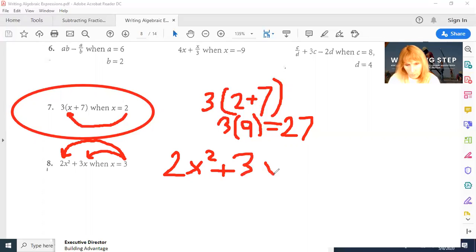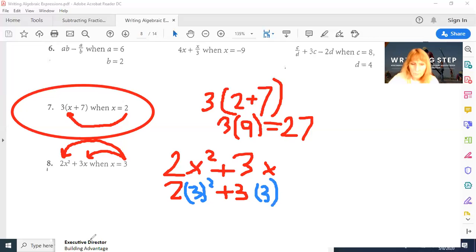3x. And then we're going to plug in the 3 for x. So we're going to end up with 2, and I'll use different colors so we can see what we're doing. We're plugging in 3 for x, and that's really 3 squared, plus 3 times, what is x? X is 3. So let's plug that in for x, and that's a 3 right there.